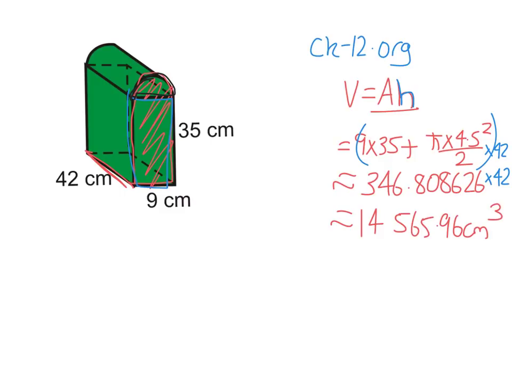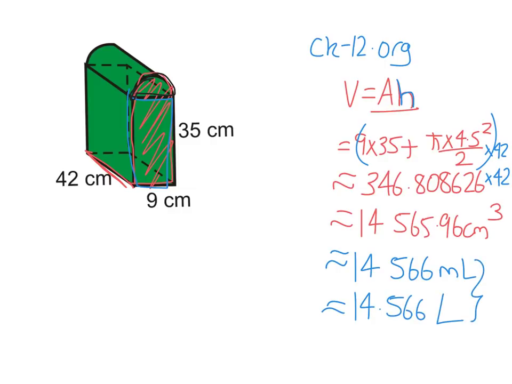So of course that would mean that this would hold approximately 14,566 milliliters, because a centimeter cubed is a milliliter, and that is about 14.566 liters. That would be its capacity. This is its volume. Okay, so that's how you deal with composite shapes.